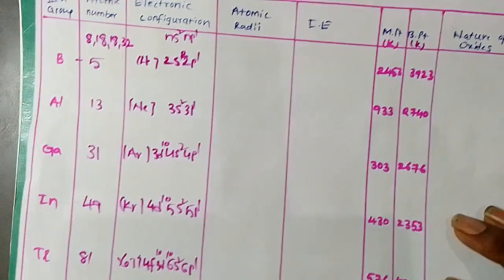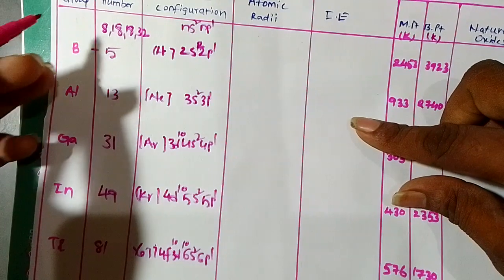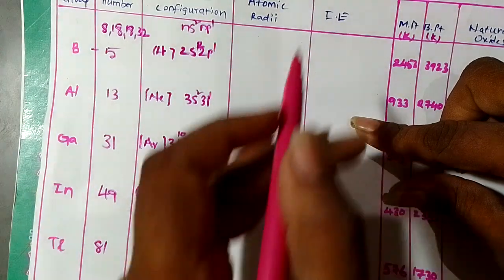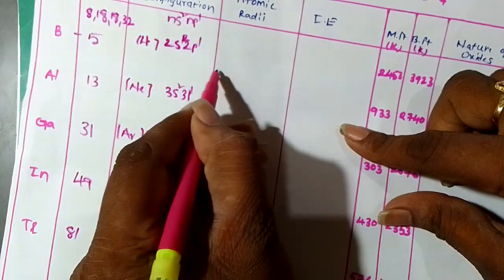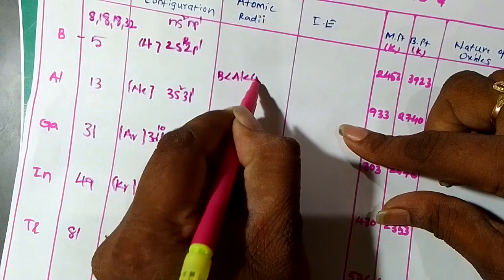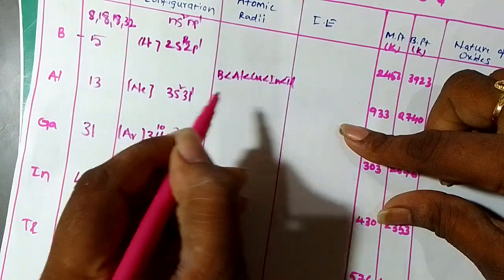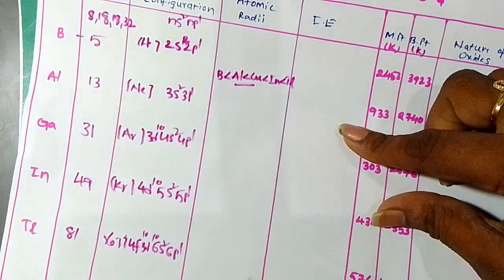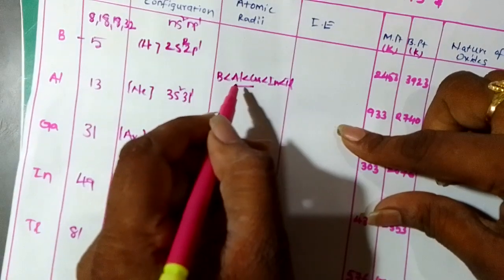Now coming to atomic radii. Generally from top to bottom atomic size increases. That's why atomic radius also increases. Now the atomic radius order is boron, aluminum, gallium, indium, thallium. But there is a small change that takes place in this sequence, that is, gallium has a smaller atomic size compared to aluminum.